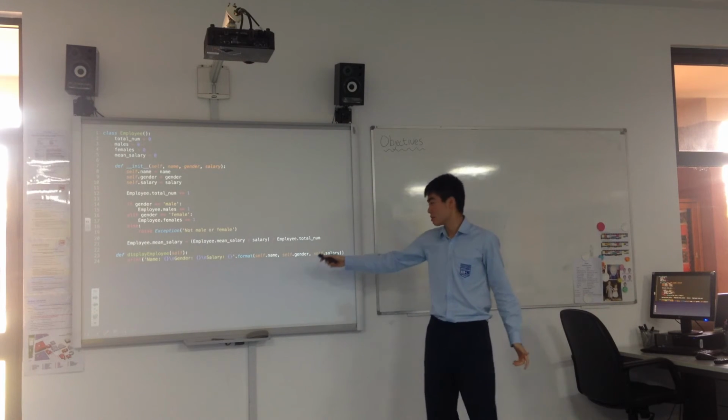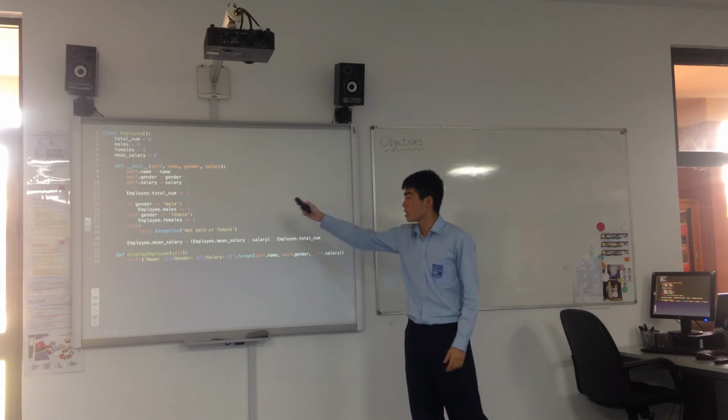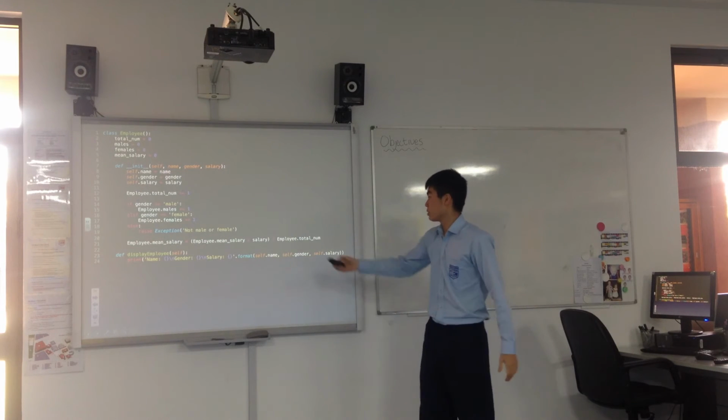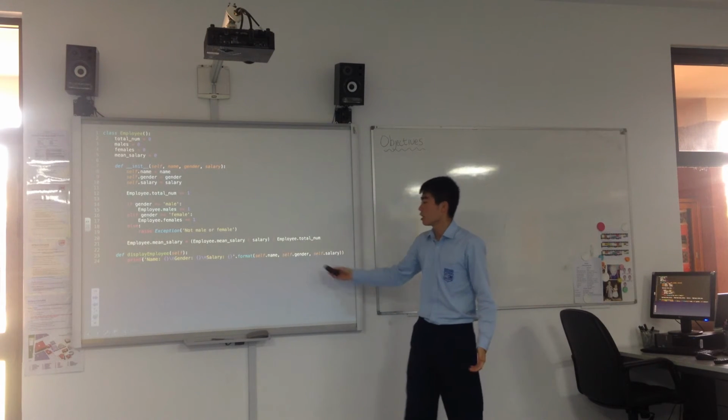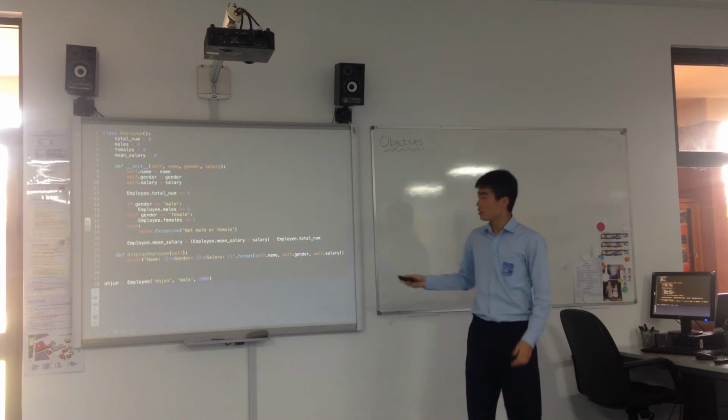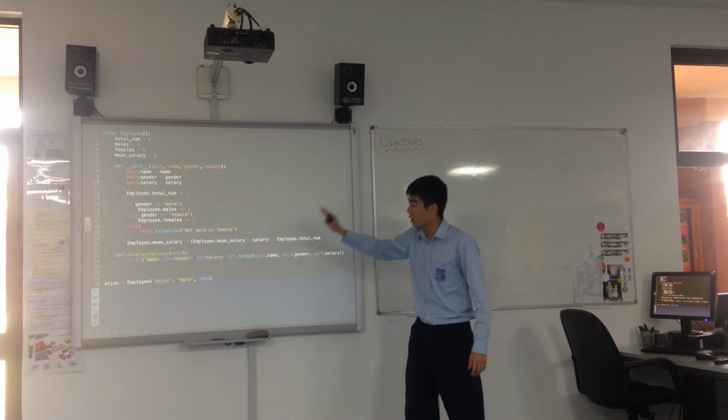But for now, I'm going to display. So it's just quite straightforward. It takes in the argument self, because we need to know which instance we're talking about, and then prints out self.name, self.gender, self.salary, in this format over here. And now, if we're done with defining the class, we're back to the program.